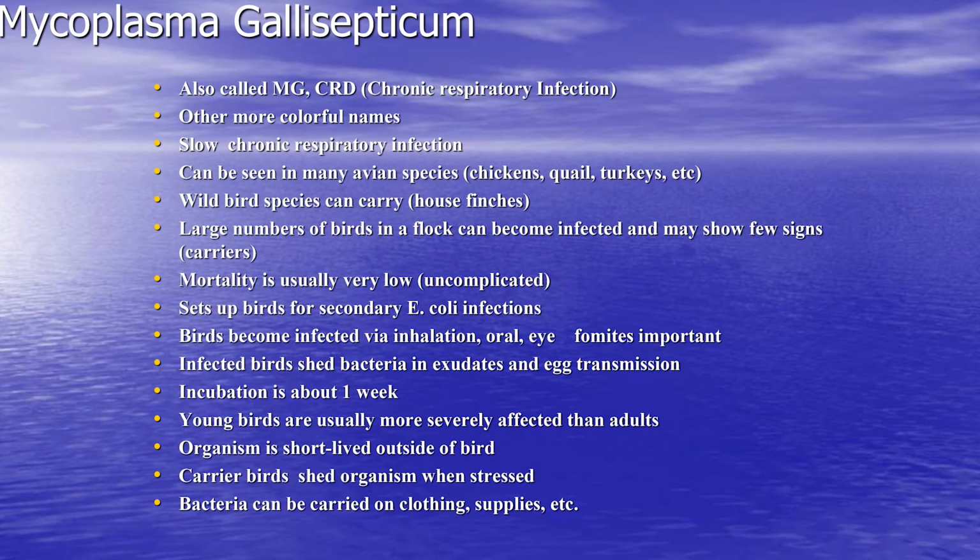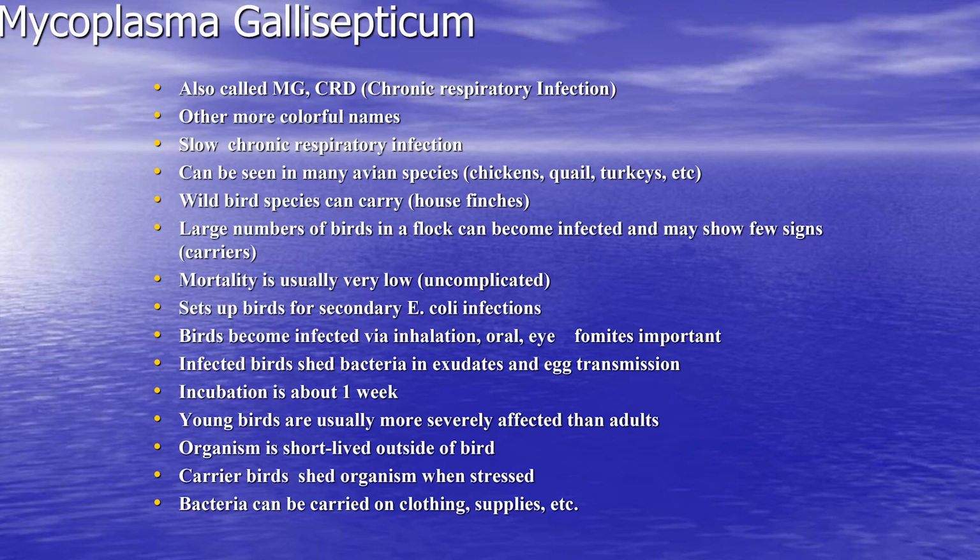Typically what happens is that large numbers of birds in a flock can become infected, and they may show a few signs. Some of them may not show anything at all. They may just be carriers. Mortality is typically very low with just plain mycoplasma. It does increase though when we have complications from other types of infections along with it. It does set the birds up for some secondary bacterial infections, such as an E.